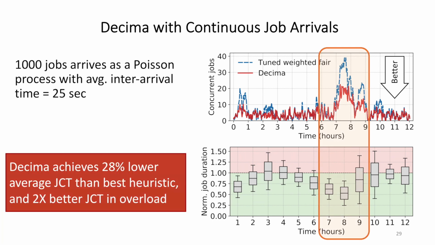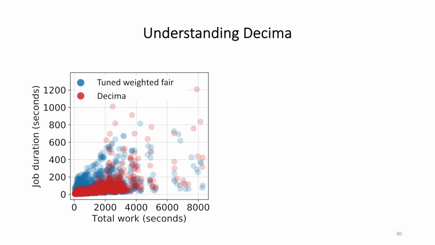More importantly, in the busy period where the cluster is heavily loaded, in which case the scheduling problem becomes more challenging, Decima achieves almost 2x better runtime than the baseline. Now, to better understand what Decima is doing to outperform other schemes, we plot the job runtime for those 1,000 streaming jobs on the y-axis, and we put the corresponding total work on the x-axis. Each dot represents a job. Empirically, Decima finishes small jobs particularly faster.